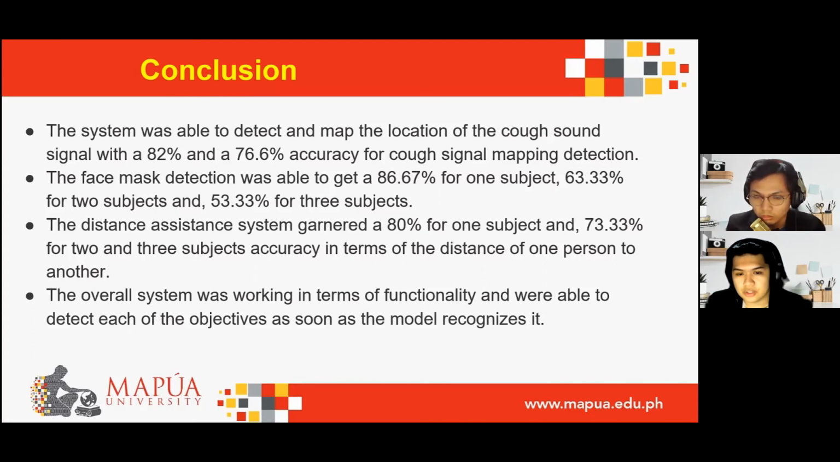For the next detection, which is distance assistance, we garnered 80% for one subject and 73.33% for both two and three subjects in terms of distance of one person to another. Lastly, the overall system was working in terms of functionality and was able to detect each of the objectives as soon as the model recognizes it.